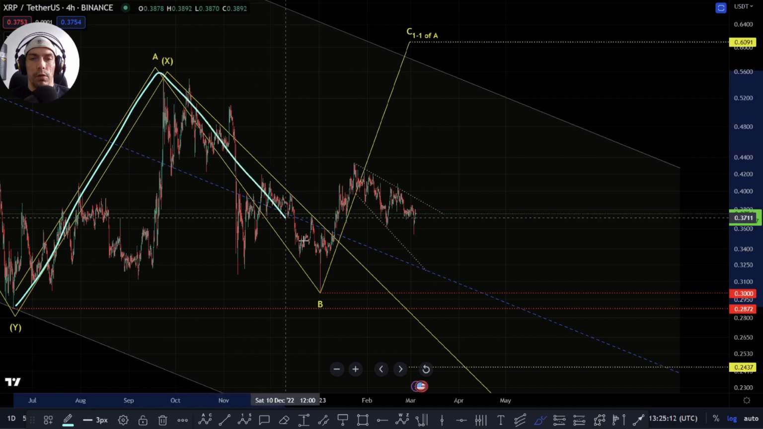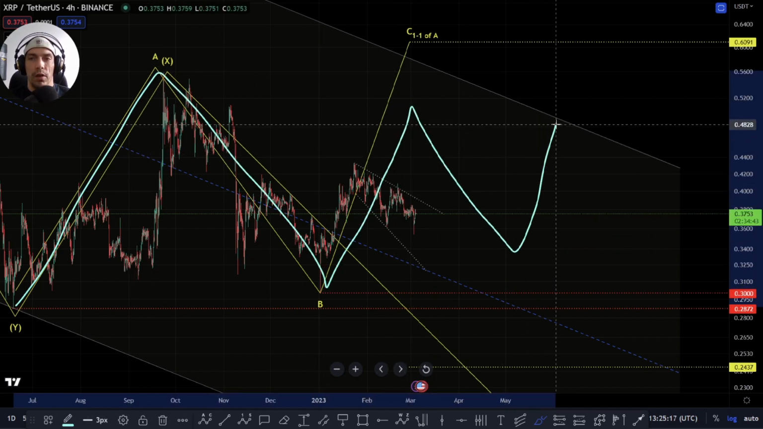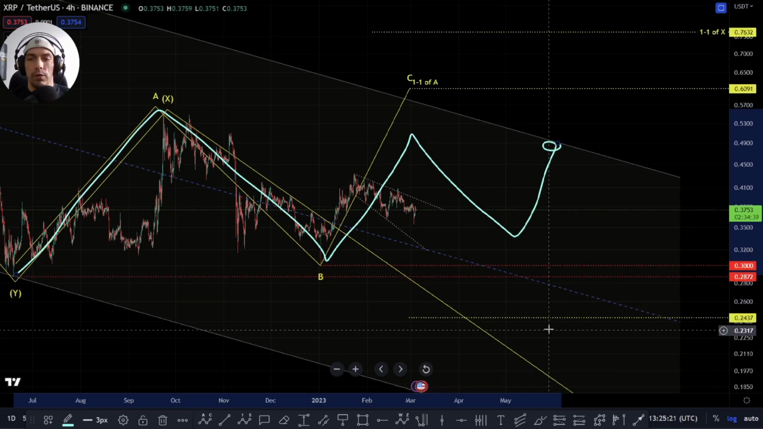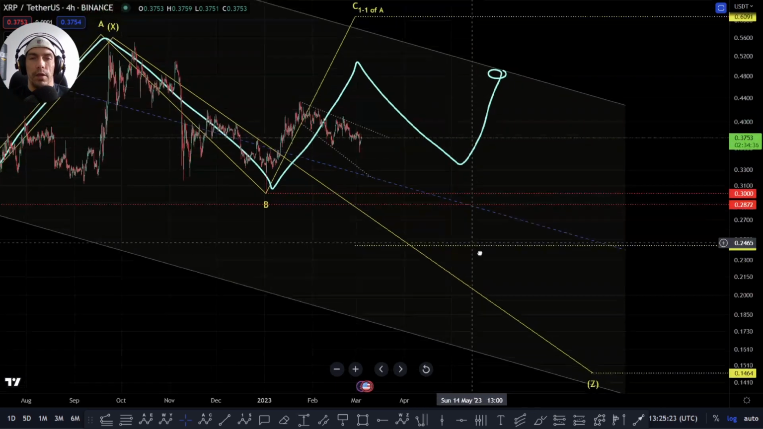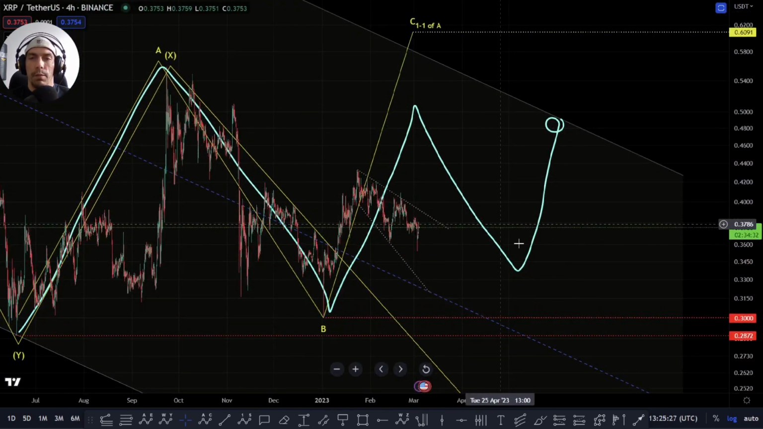Potentially we could also argue that we could see something like a triangle playing out here, where we get more sideways movement like this as an X wave triangle, and then we look to push down for that Z wave to the downside from that point. So we do have a couple of options still available here.